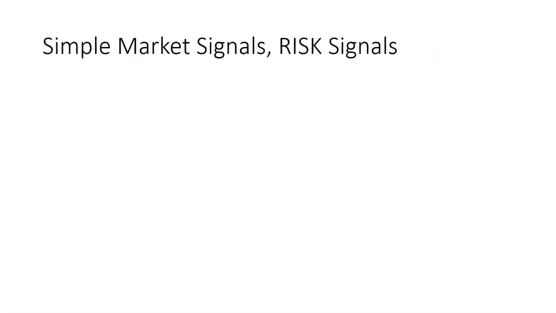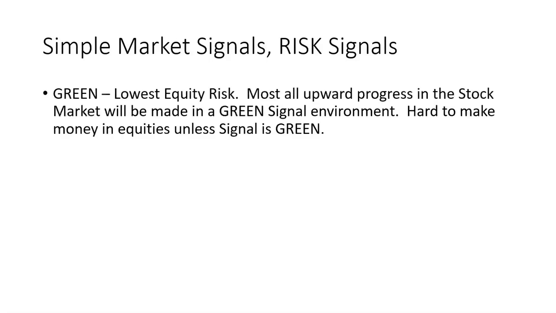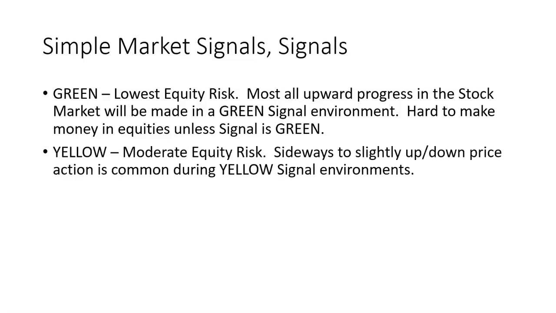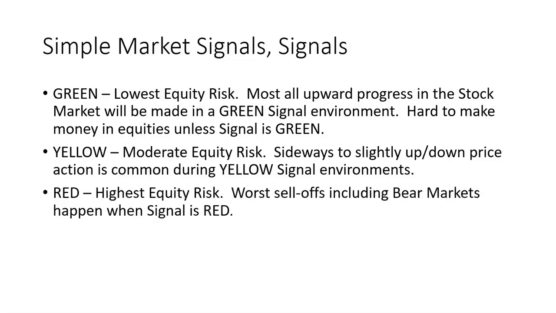Let's start off with the risk signals. The risk signals are simply green, yellow, and red. The green signal has the lowest equity risk associated with it. And what you're going to find is that most all upward progress in the stock market will be made in a green signal environment. Said another way, it is hard to make money in equities unless the signal is green. The yellow signal means there's moderate equity risk, and sideways to slightly up or down price action is very common during a yellow signal environment.